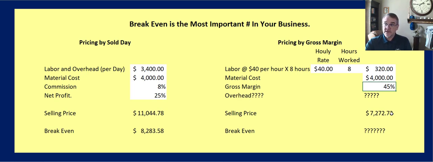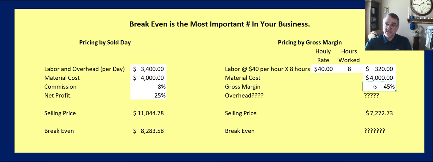So in this job right here, you're getting 45% on the direct cost and the material, but you're not covering any overhead here. You're hoping that there's overhead money in this 45%, so you can make 25 and you've got 20% overhead possibly, or whatever your thought process is.